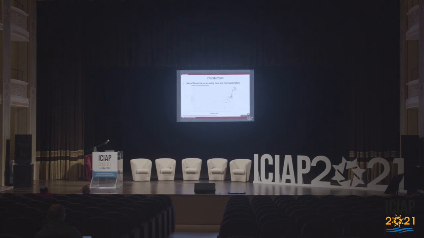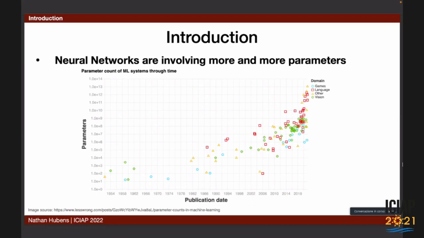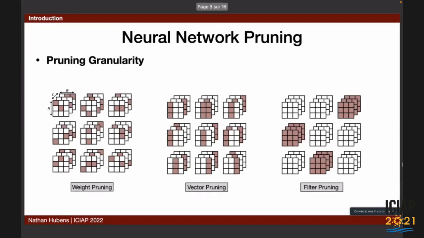But luckily for us, the field of neural network compression has been quite active over the last few years. And one of the best known techniques is neural network pruning, which consists in removing useless parameters in a neural network.